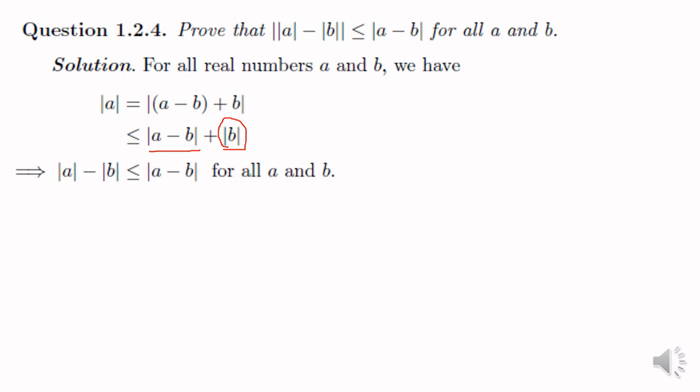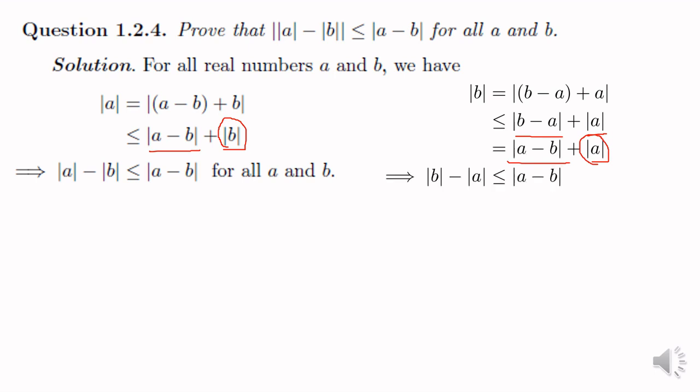Now similarly, we can write modulus B is equal to modulus of B minus A plus A. So using the triangle inequality, you will get this is less than or equal to modulus of B minus A plus modulus of A. Now modulus of B minus A is the same as modulus of A minus B. So replacing modulus of B minus A with modulus of A minus B, we will get this is equal to modulus of A minus B plus modulus of A. Now move this modulus of A to the left side, you will get modulus of B minus modulus of A is less than or equal to modulus of A minus B.